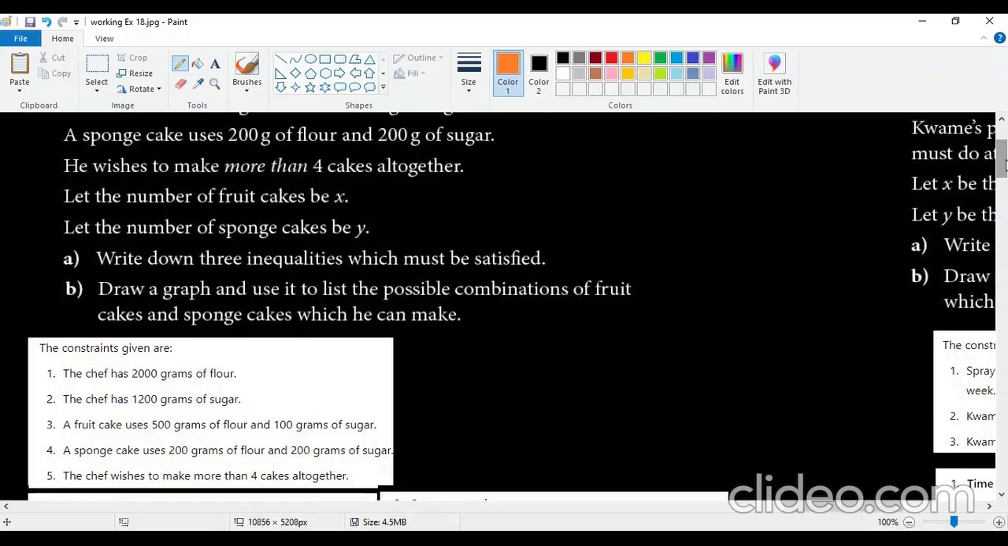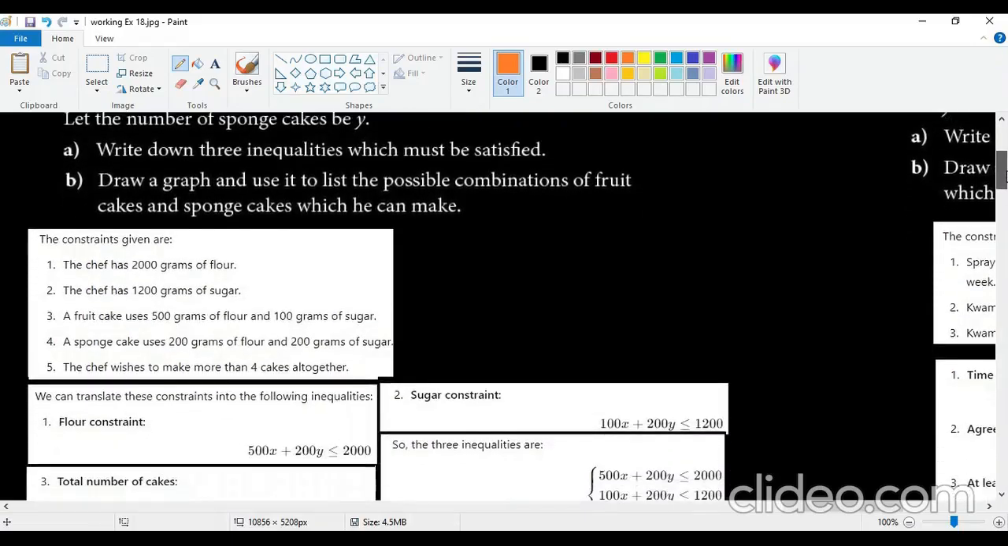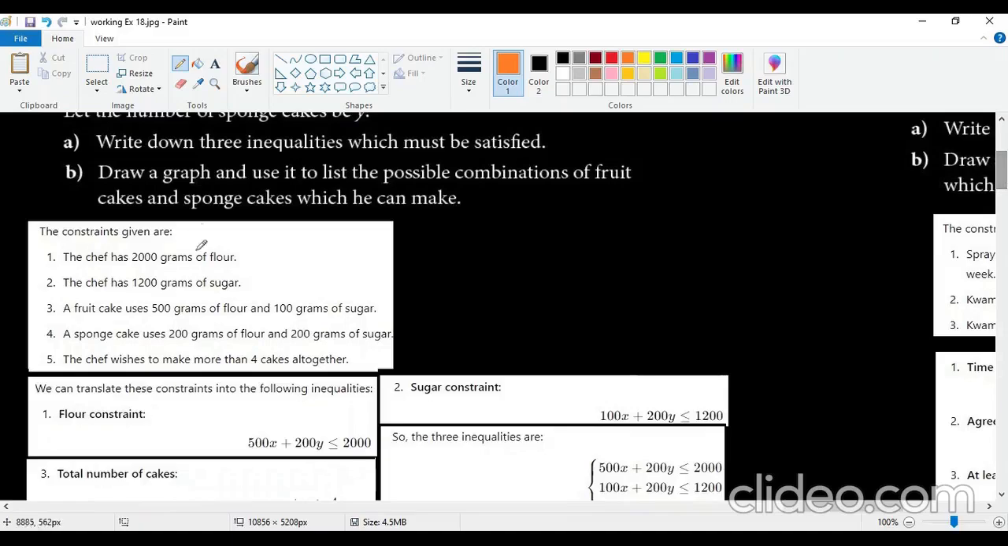Now, you need to write down three inequalities which satisfy the given conditions. So, first constraint is the chef has 200 grams of flour. This is for sure. Now, the chef has 1200 grams of sugar. A fruit cake uses 500 grams of flour and 100 grams of sugar. A sponge cake uses 200 grams of flour and 200 grams of sugar. The chef wishes to make more than 4 cakes.